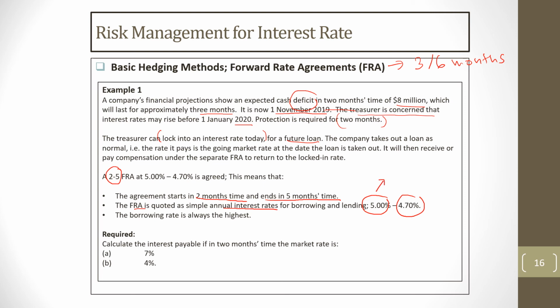Okay, so the FRA is called a simple annual interest rate for borrowing and lending, which is 5% and 4.7%. Okay, 5% interest rate for borrowing, because the bank will charge a higher interest rate to whoever borrows. But for deposit, it will charge lower, which means lower than the borrowing rate. So the borrowing rate is always the highest. So it means the borrowing rate is 5%.